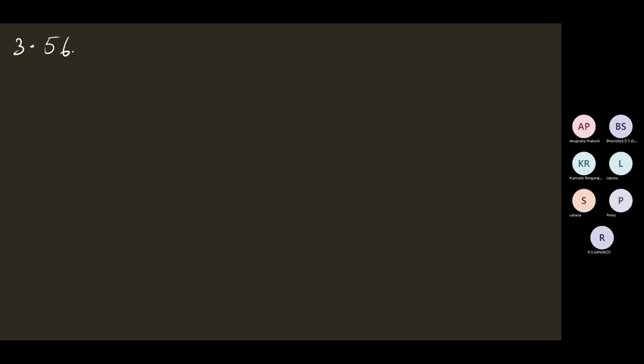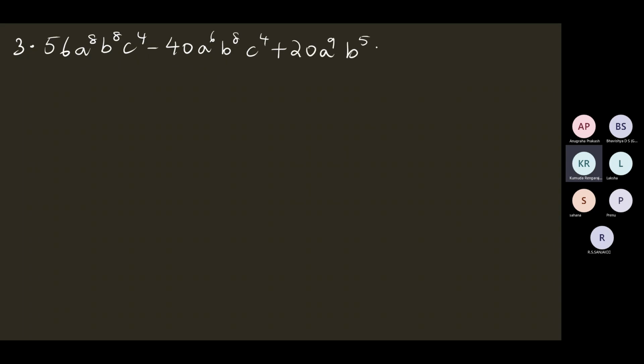56 a to the power 8, b to the power 8, c to the power 4, minus 40 a to the power 6, b to the power 8, c to the power 4, plus 20 a power 9, b power 5, c power 6. This divided by 2a square b cubed. Yes, Sahana, try this one.